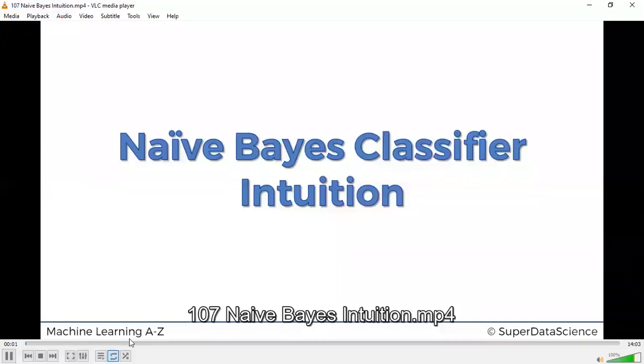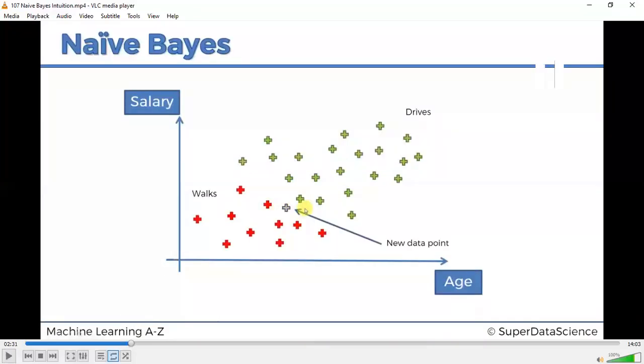So here, if you observe the, Hello and welcome back to the course. If you observe this model here, age and salaries.